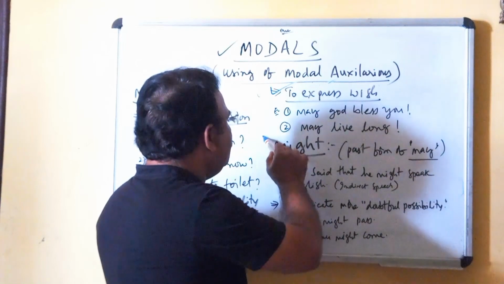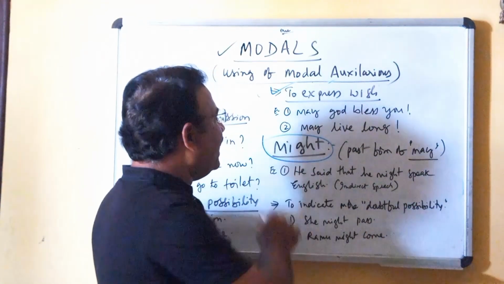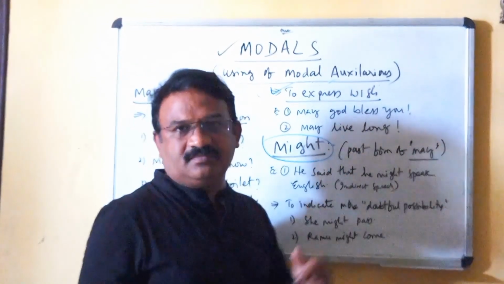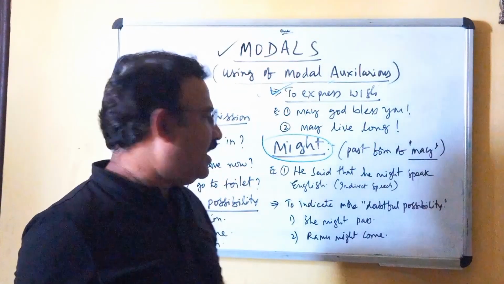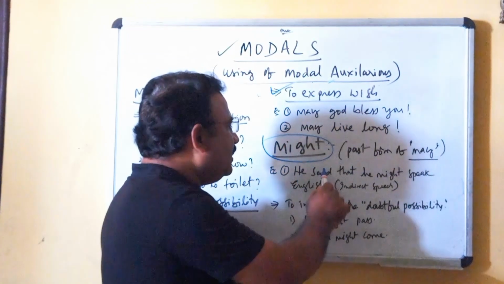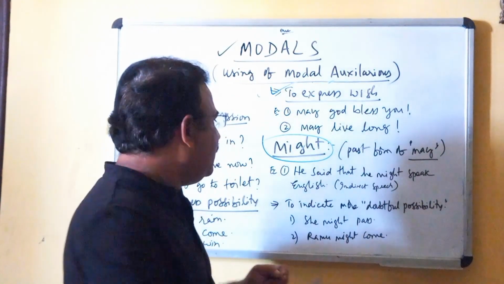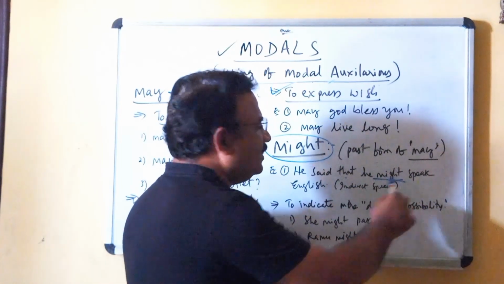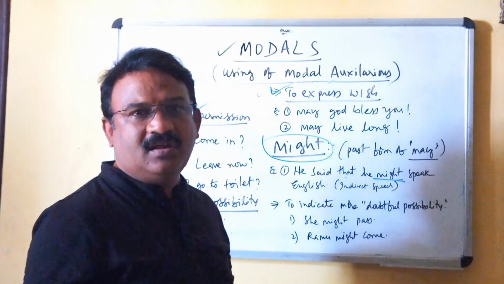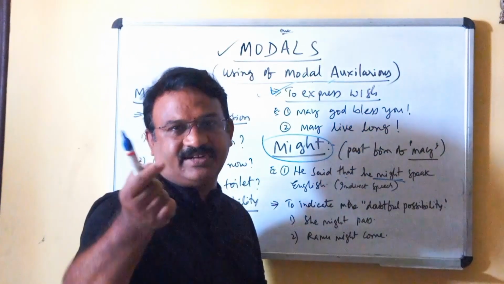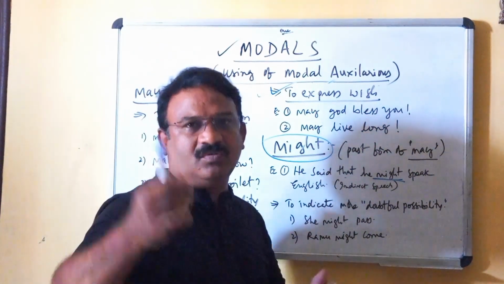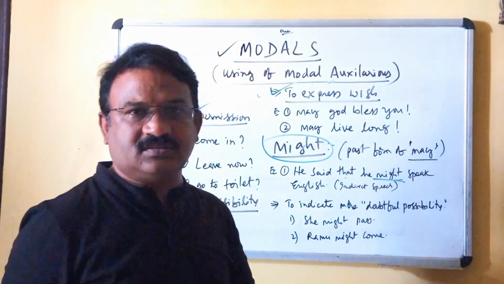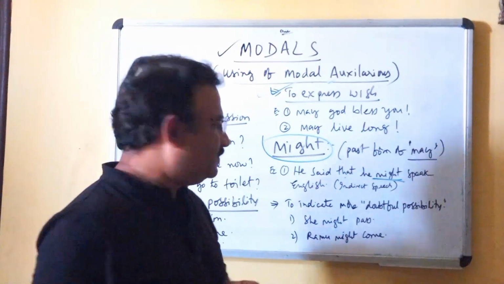Now, another auxiliary, might. This is the past form of may. See, in indirect speech, he said that he might speak English. Generally you use it in indirect speech. I will let you know what is direct speech and what is indirect speech in detail in another session.